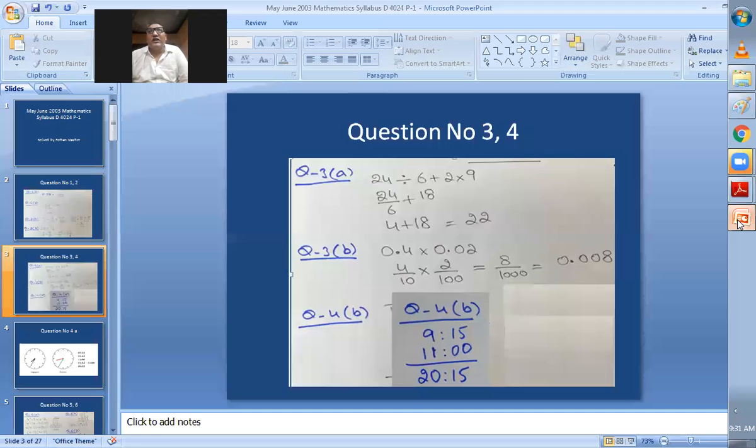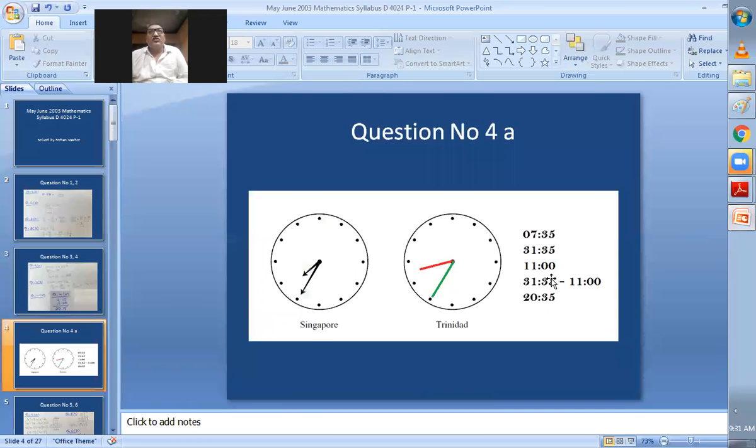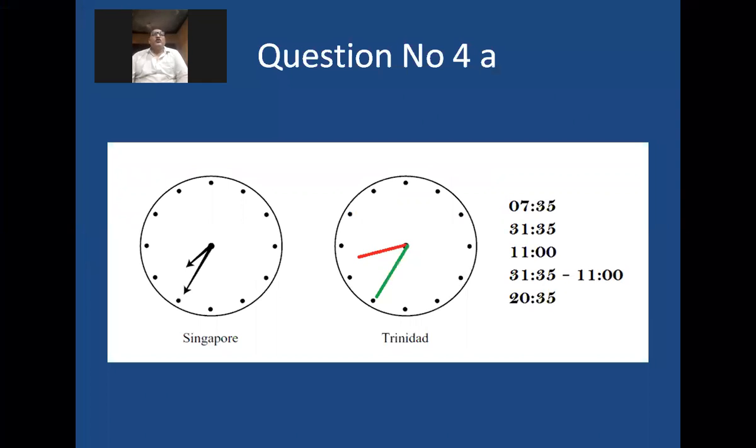So let me show you how I have done this. Okay, so in Singapore, the time is 7:35. First of all, add 24 to the 7, so you will have 31:35. But because Trinidad's time is 11 hours behind, from 31 I will subtract the 11. So I will have 31 minus 11, and the final answer will be 20:35.